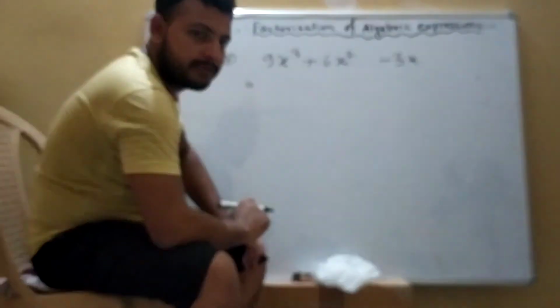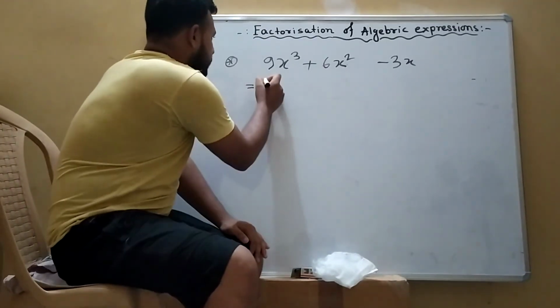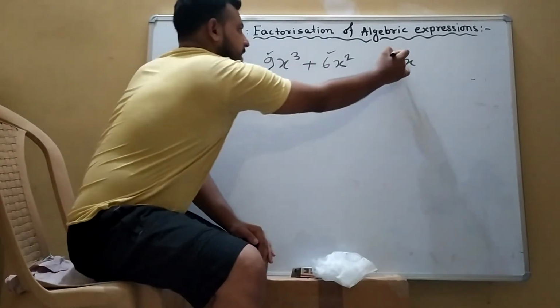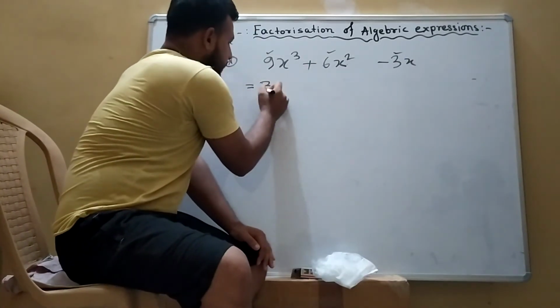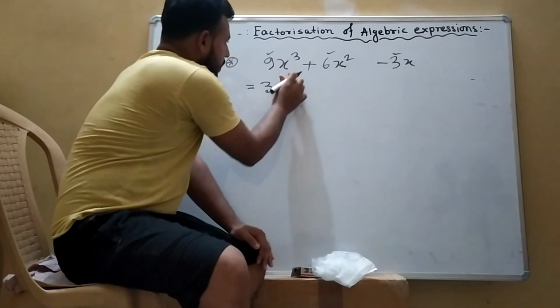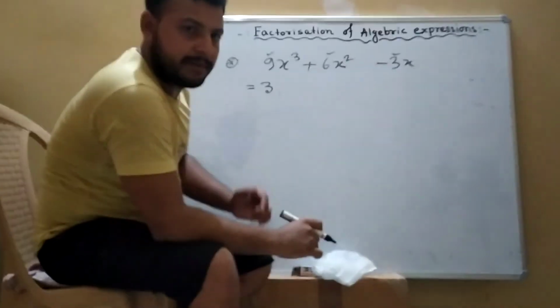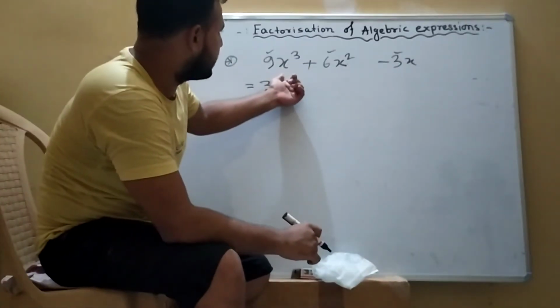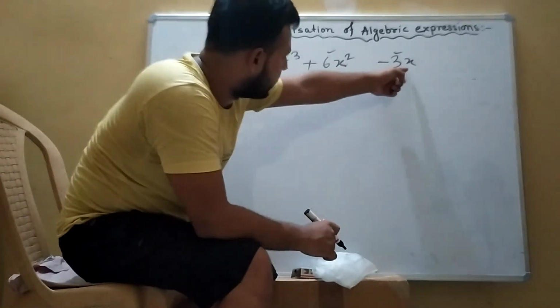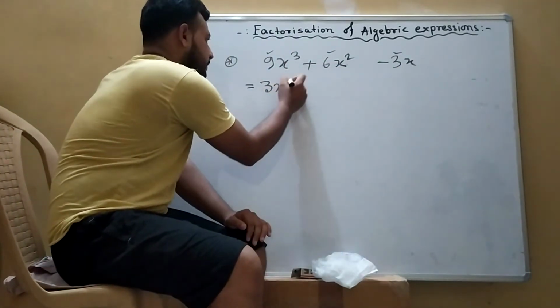Can we take common something from here? Yes, we can take common. First of all, number 9 is here, 6 is here, and 3. So we can take common 3. We have taken common 3. Something we can take common from the variable. Yes, x cube is there, 3x. X square is there, and x is there. 1x we can take common.